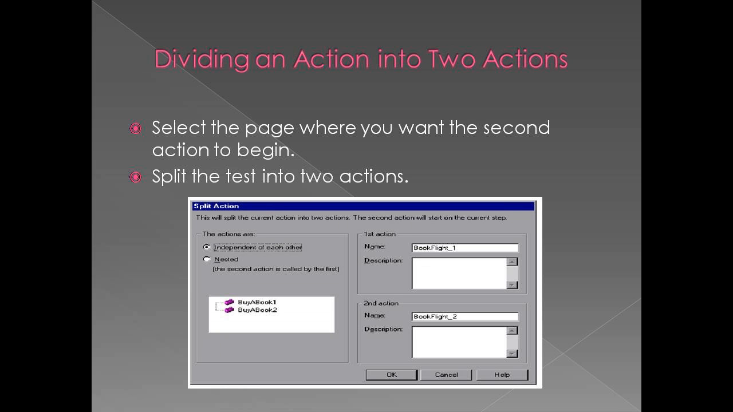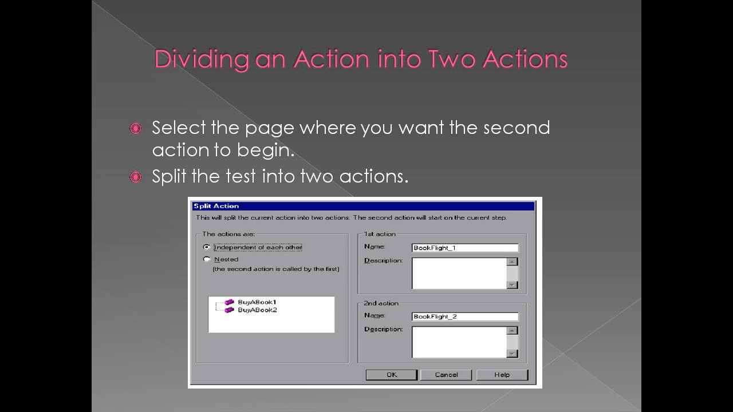Since the Book Flight action currently contains two main processes, purchasing a flight and returning to the home page, it makes sense to divide the action into separate actions. This will enable you to create different tests that do not return to the home page after purchasing flights. For example, you may want to create a test that books both flight reservations and hotel reservations, and only then returns to the home page.